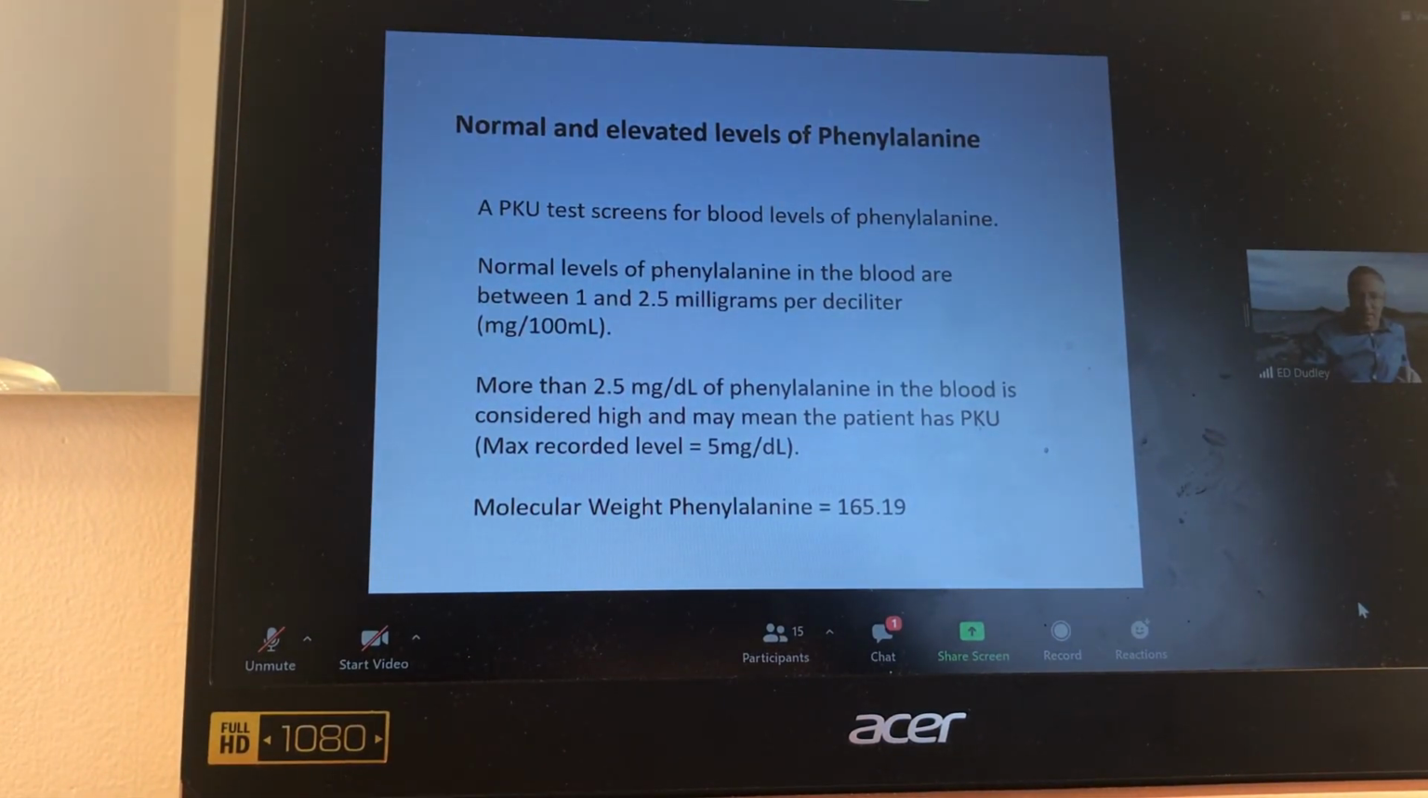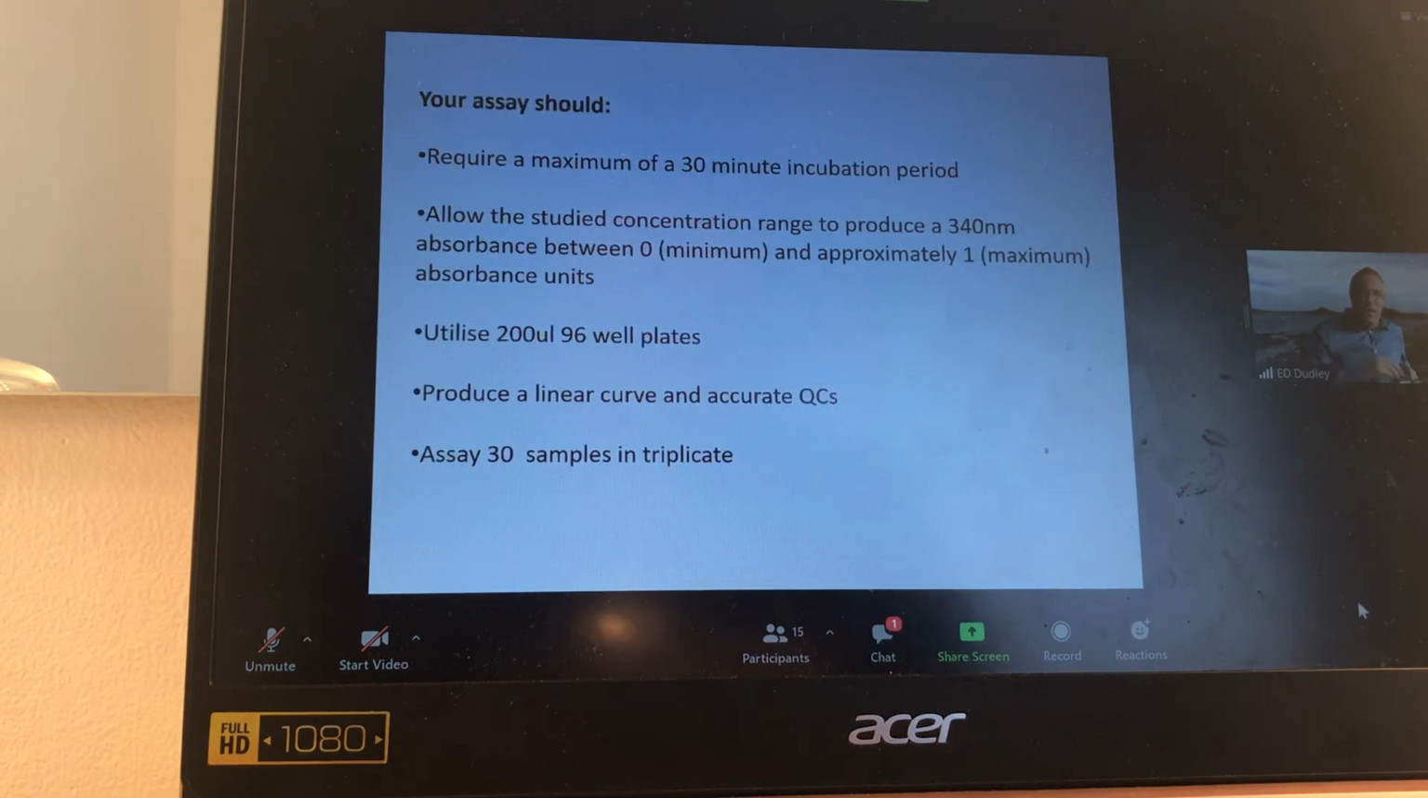Okay, so that defines the expected values of phenylalanine that we have to be able to assay for. I've put some requirements on the assay. You can have an incubation period for the enzyme to convert all the phenylalanine to phenylpyruvate, but you can only have 30 minutes for it to do that. By the end of which time it must have converted all the phenylalanine to phenylpyruvate.